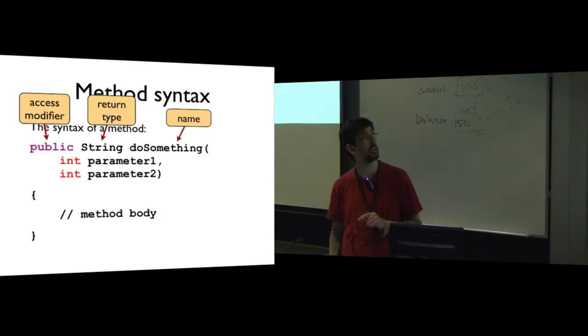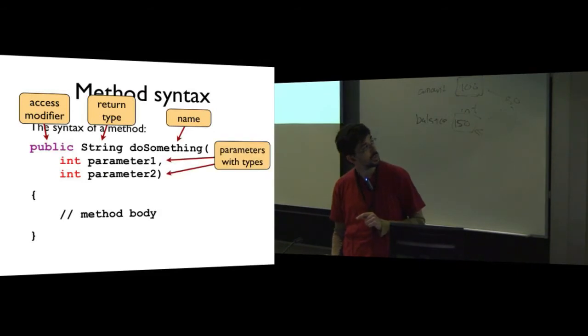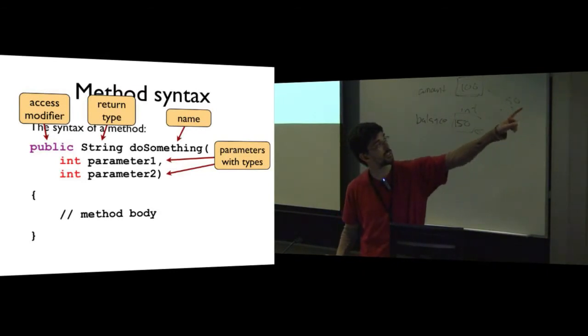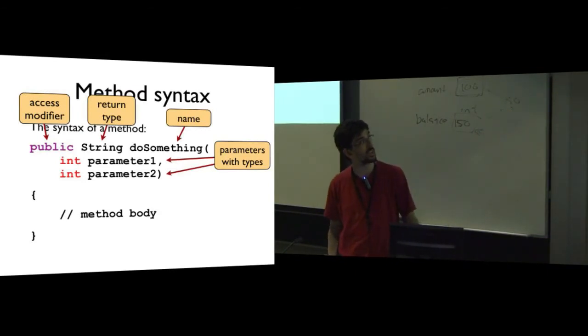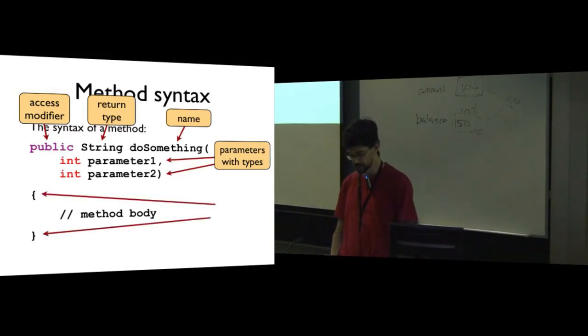You have a name. That name can be anything you like. And we'll talk about the style of that name. You have parameters, and each of the parameters has a type and a name, and then there's a comma between each parameter. So we've got int parameter 1, comma, int parameter 2, and they go in the round parentheses. And then in the curly brackets, braces.